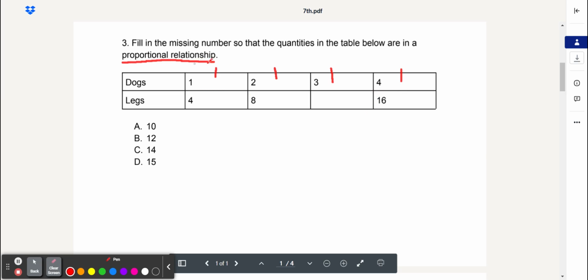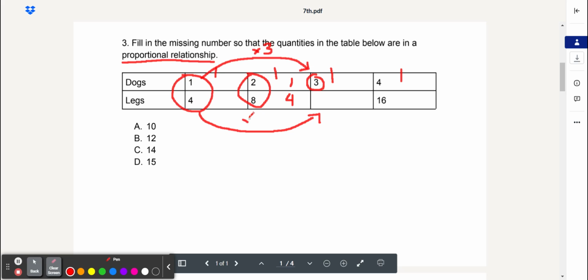So, since it's proportional, each one should simplify down to this original 1 to 4, one dog for 4 legs. 2 dogs to 8 legs, and if you divide by 2, you'll notice that it's the same thing. Then we have this 3 here. So, an easy way to make sure it's proportional is to multiply by 3. So, if you notice, 1 to 3, you multiply by 3. So, we can do the same for the 4. 4 times 3 is 12, and that will give us our answer, B, 12.